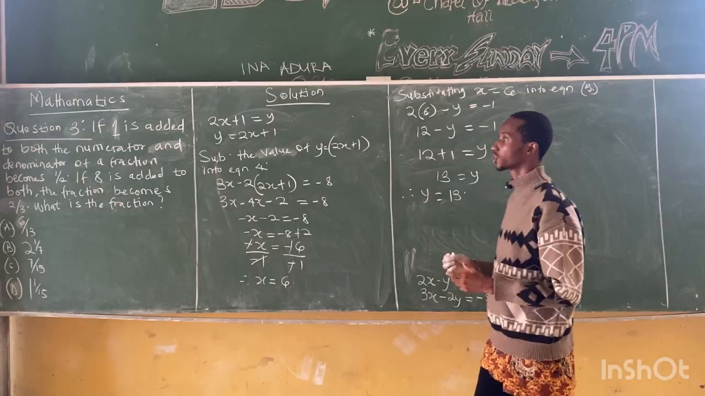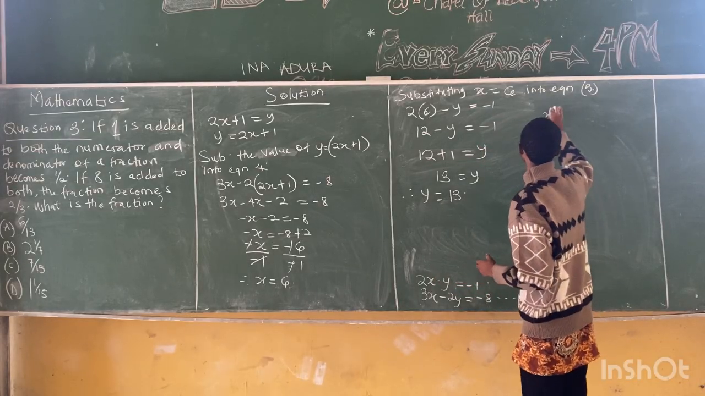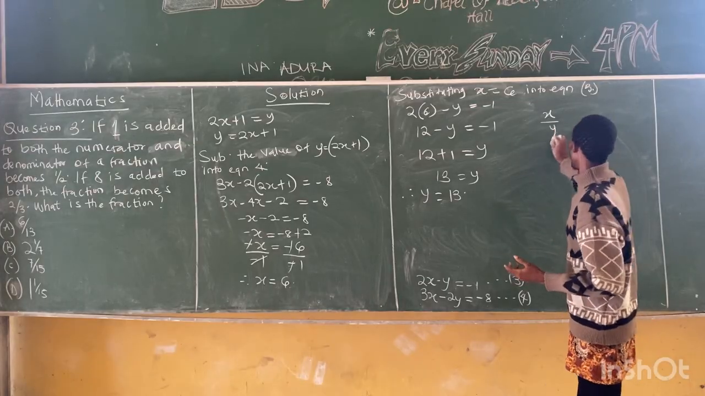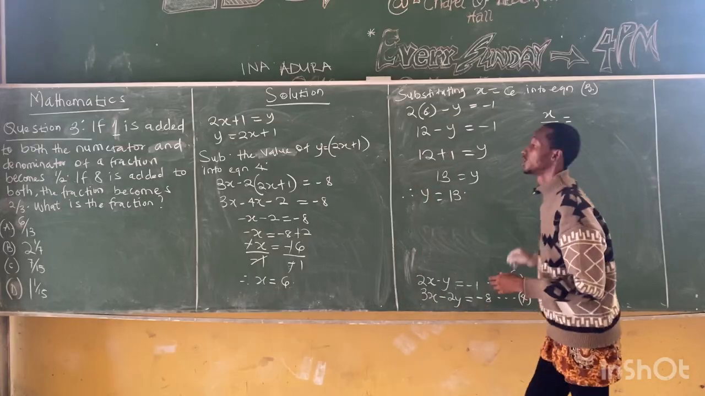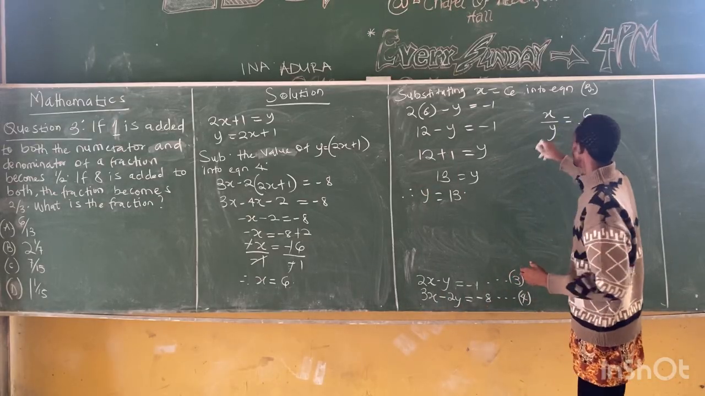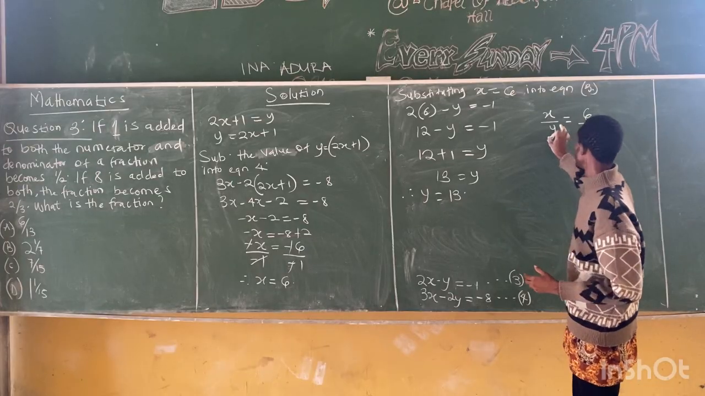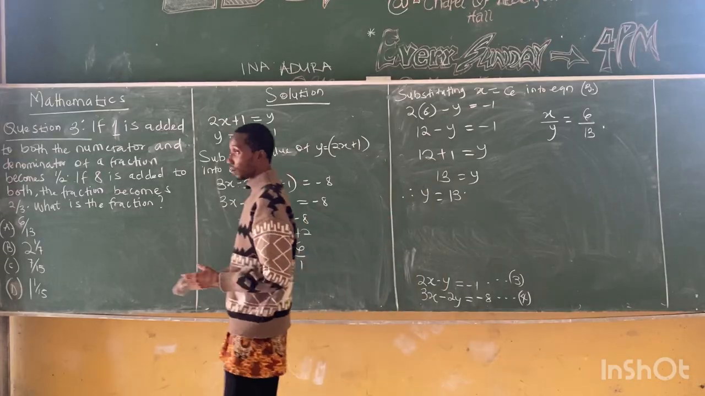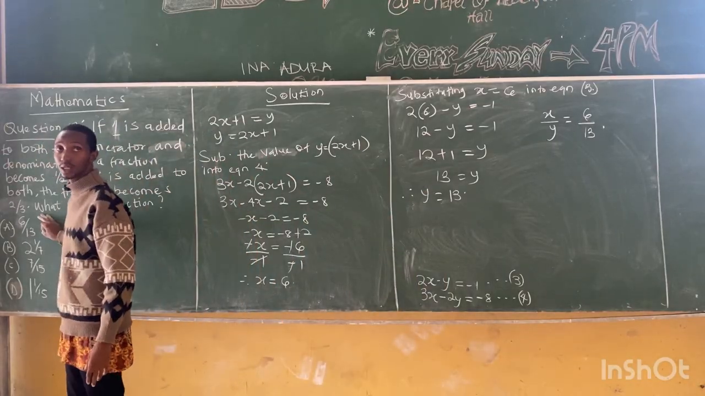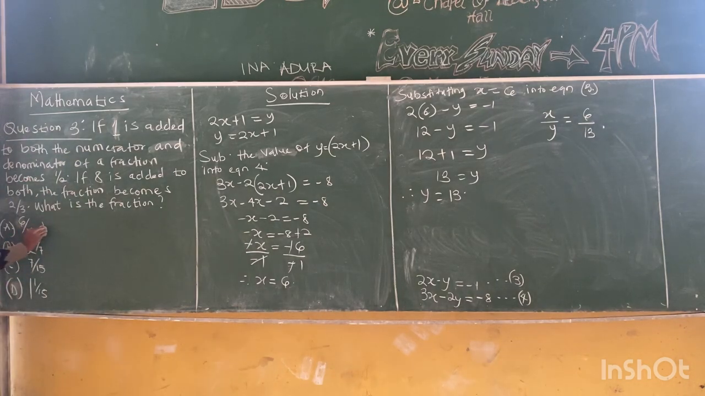Don't forget, they say the fraction. Initially, we said the numerator of the fraction is x and the denominator is y. Now we have gotten the value of x to be 6, and the value of y to be 13. Therefore, the fraction is 6 over 13. From our options there, we have option A to be correct. So the correct option here is option A, 6 over 13.